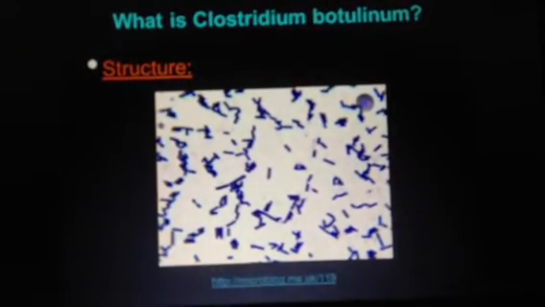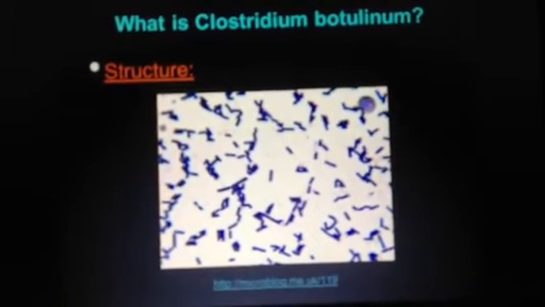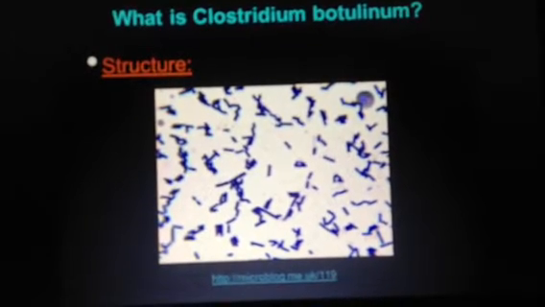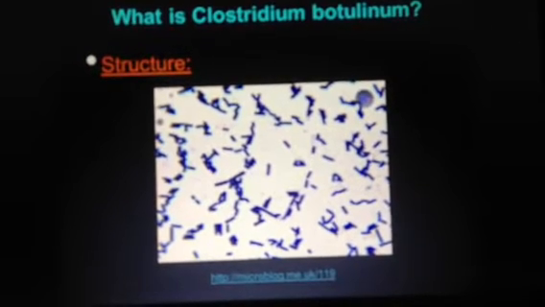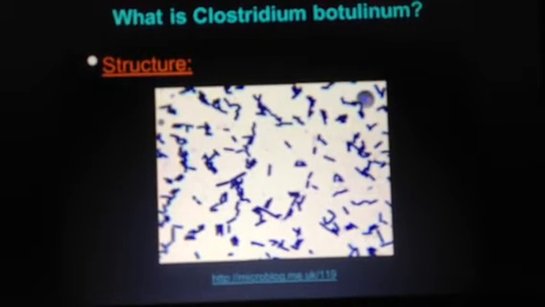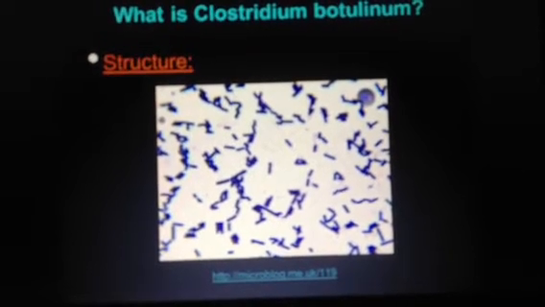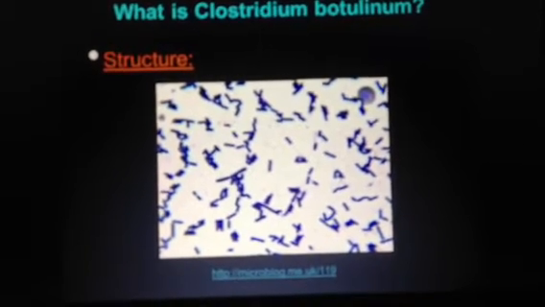This is a picture of Clostridium botulinum. As we can see, this gram stain is purple in color, which tells us that it is a gram-positive bacteria. The shape of this is pretty clear as well. It's rod-shaped.